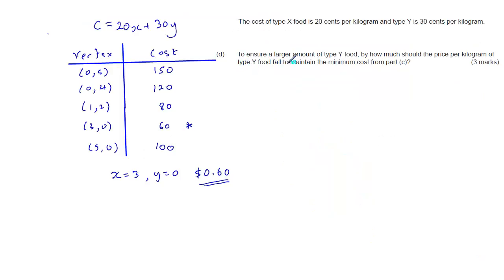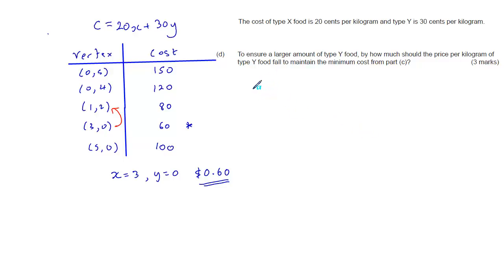To ensure a large amount of type Y food, by how much should the price per kilogram of type Y food fall to maintain the minimum cost from part C? So we want more Y. Now this was our best vertex just now. To get more Y, we'd switch to this vertex just here.